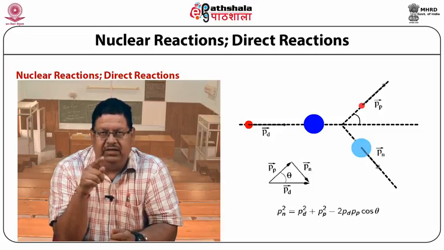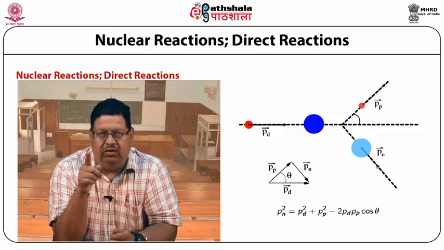What is happening is that this red nucleus is the projectile nucleus which is hitting the purple target, and then after the nuclear reaction, the red nucleus is moving along this theta direction, and the blue one, the product nucleus, is moving along the other direction.